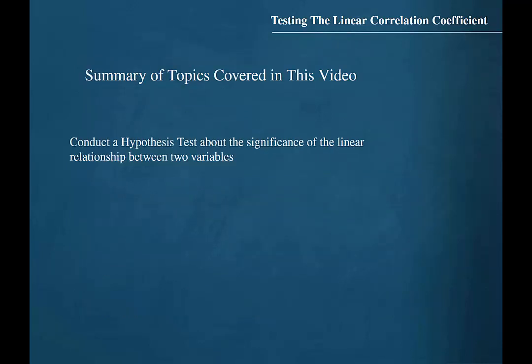In this video, we learned how to conduct a hypothesis test about the significance of the linear relationship between two variables.